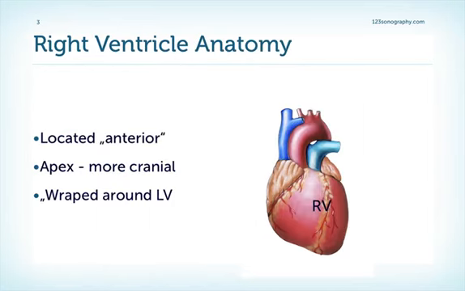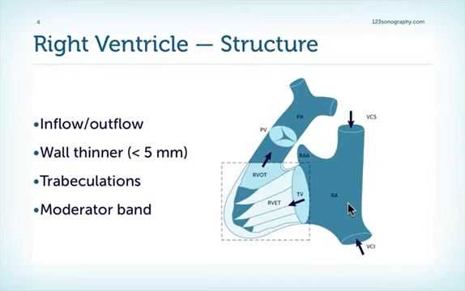The first thing to consider is that the right ventricle is located anterior and the apex is more cranial, and that the right ventricle is actually wrapped around the left ventricle. The shape of the right ventricle is that of a U, where you have an inflow tract and an outflow tract. The wall of the right ventricle is thinner than that of the left ventricle. It's only approximately 5 millimeters. And we have very strong trabeculations, and one of the most prominent trabeculations is the so-called moderator band, which we will see later.